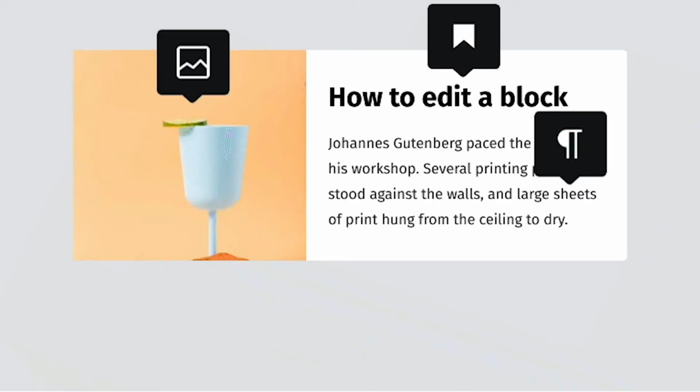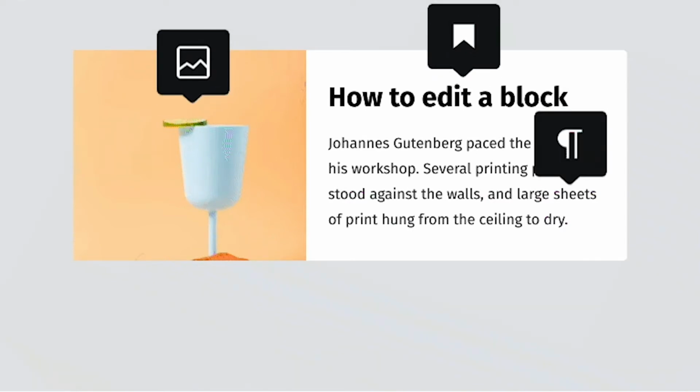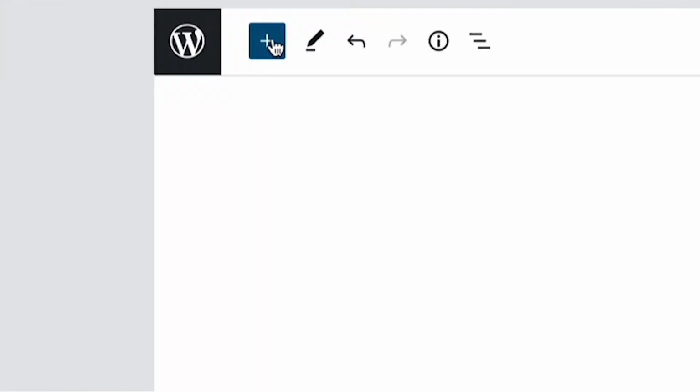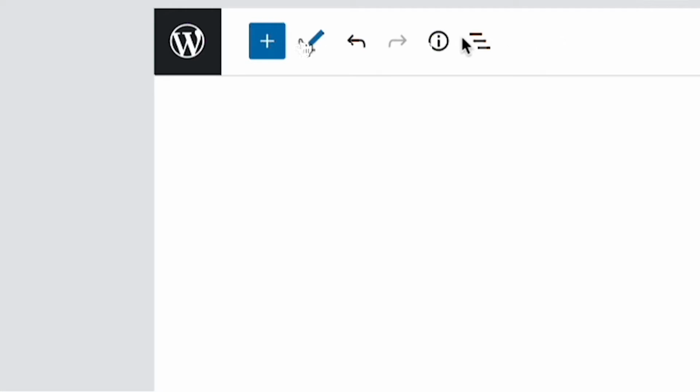In the WordPress editor, paragraphs, images, and videos are all blocks. Just click the plus to open the inserter, then click the block you want to add.